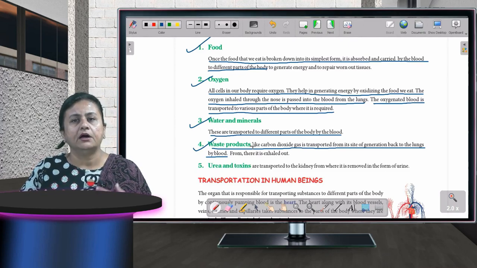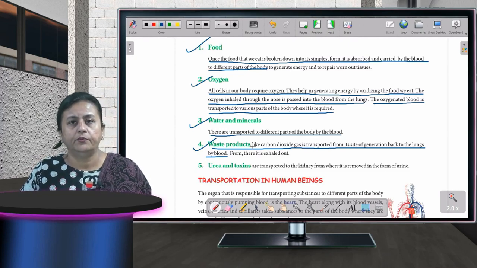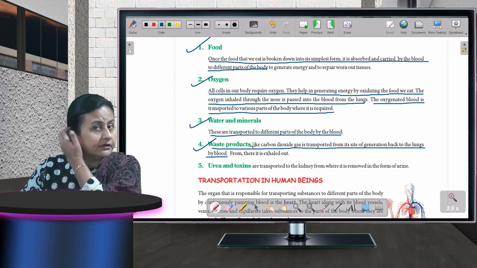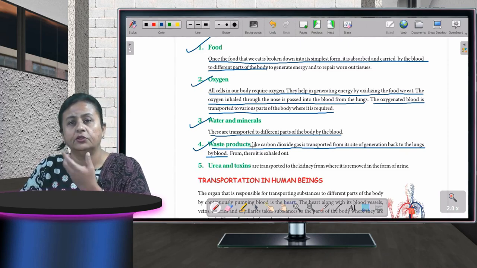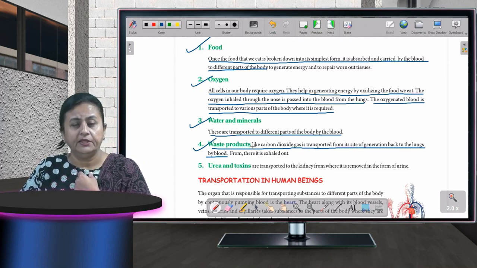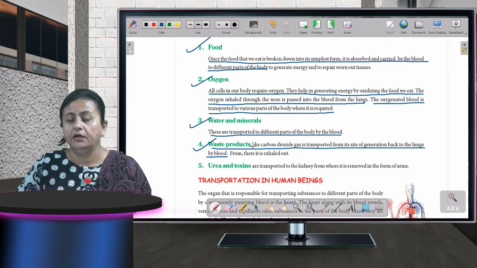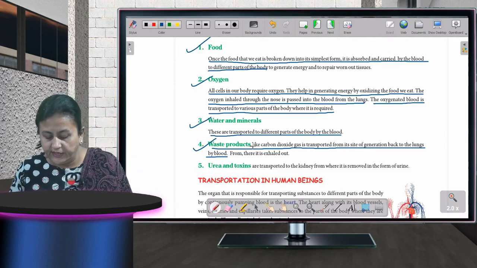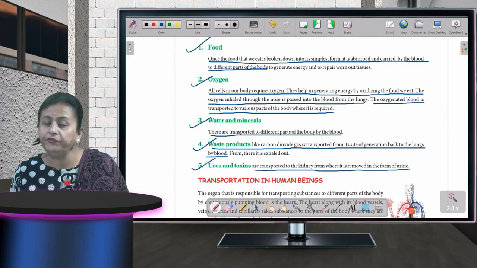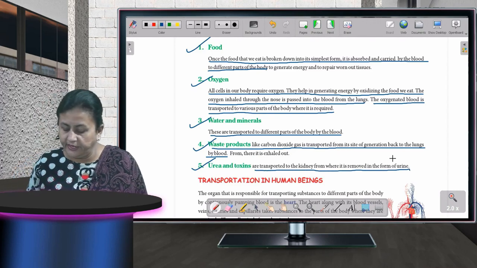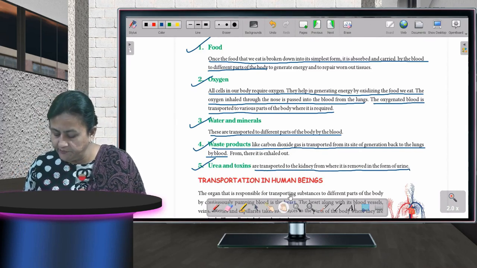Whatever our body waste is left, who is helping it? The blood is the only one helping. The carbon dioxide, it is carrying back to the lungs, and from the lungs it comes out. Okay. Then urea and toxins are transported to the kidney, from where they are removed in the form of urine. Okay. Then transportation in human beings.